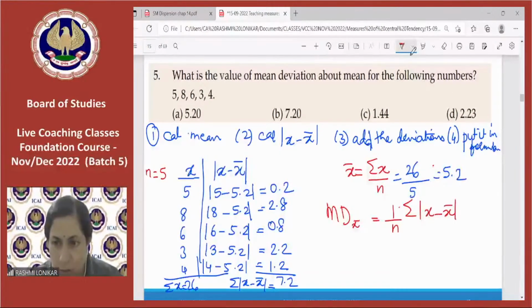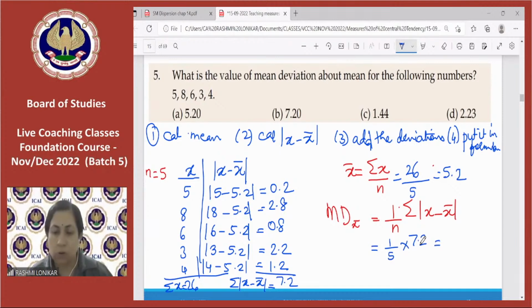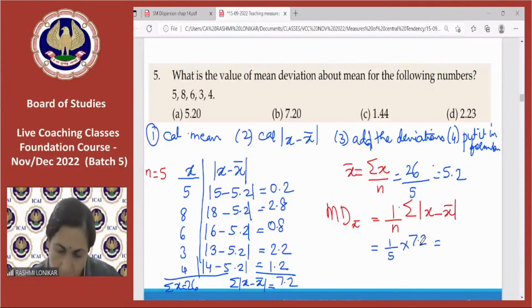Okay. So, how many figures are there? n is 5. So, 1 upon 5. What is the summation of x minus x bar? It is 7.2. So, how much is 7.2 divided by 5? It will be 1.44.